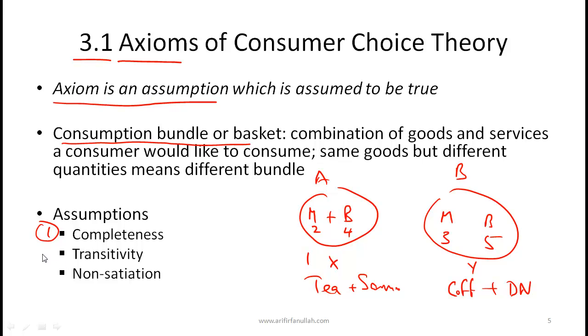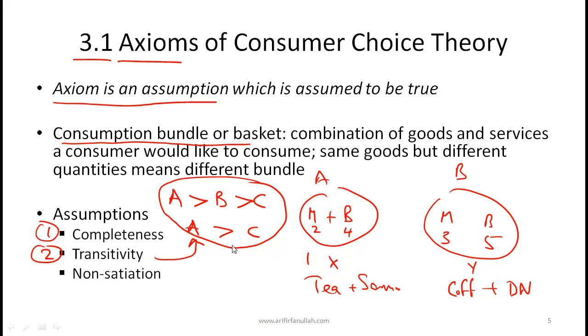Okay. Next is the assumption of transitivity, which means that let's say you have three bundles A, B and C. If a consumer prefers A over B and B over C, then he must prefer A over C. Okay, so that is the assumption of transitivity. In the real world, you might have a situation where A is preferred over B, B is preferred over C, but for some strange reason C is preferred over A. In this theory, we can't do that. Okay, so this is the assumption of transitivity.